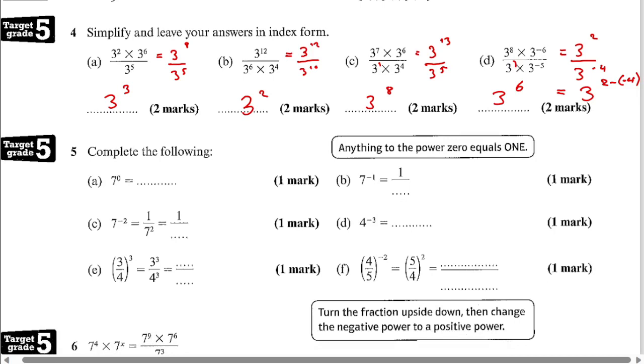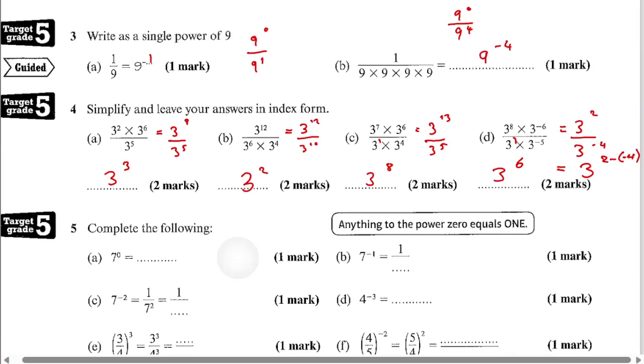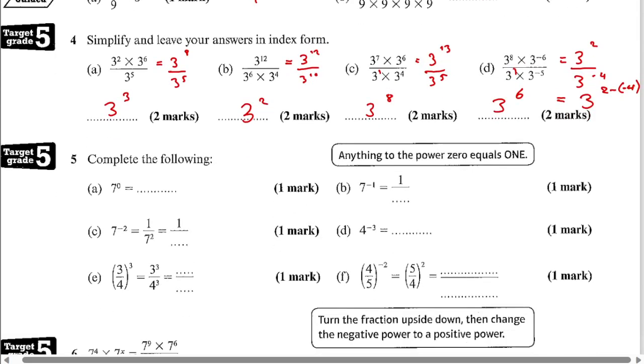Okay, question 5. Complete the following. 7 to the power 0. Anything to the power 0, we mentioned up here. So anything to the power of 0 will always be 1. And then B, 7 to the minus 1 is going to be the same as 1 over 7.